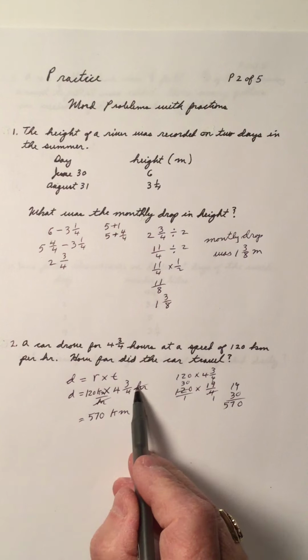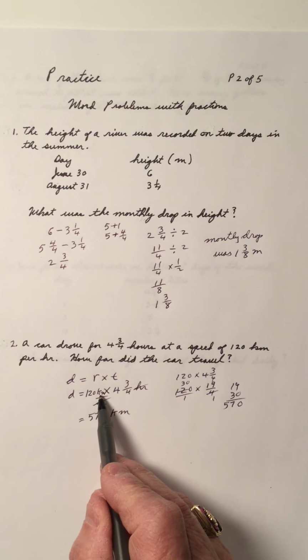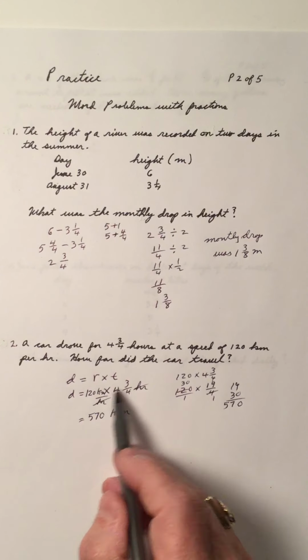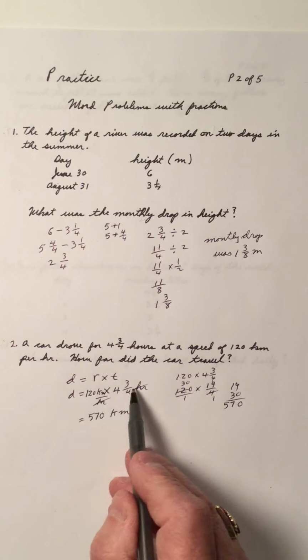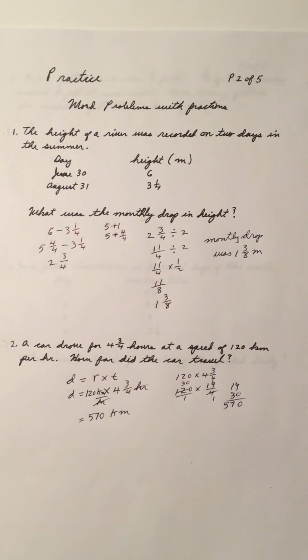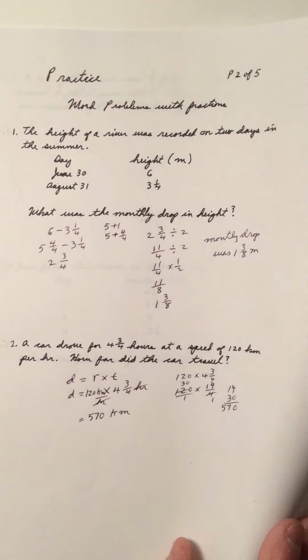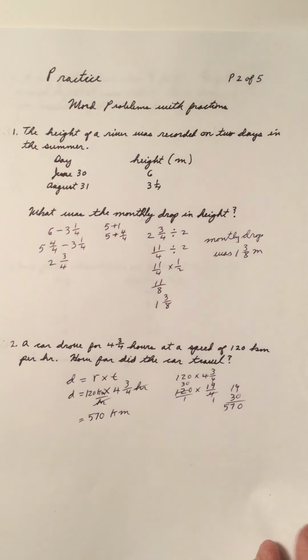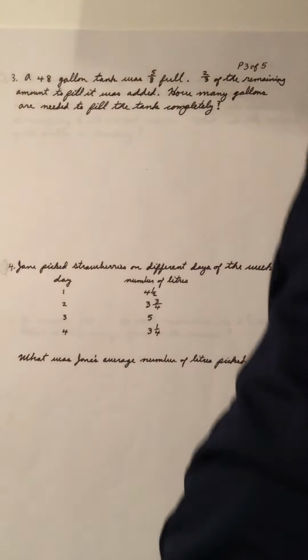But notice how I work this out. We'll do a unit on ratios and show you how all this will come together here when you cancel these, the same as you cancel fractions. So 570 is the answer for the distance.